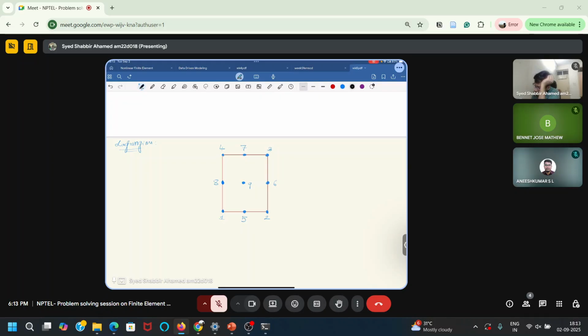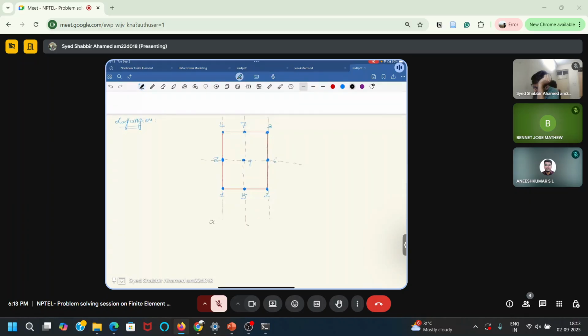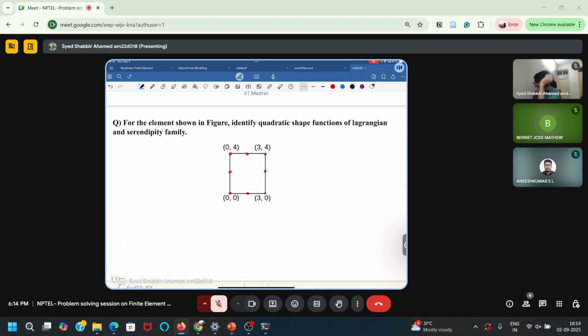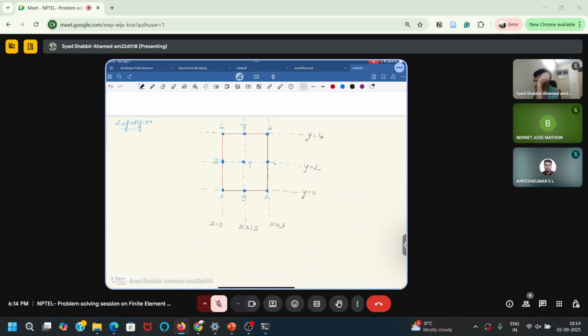I'll draw a few lines so that I can get a good idea of the coordinates of this given quadrilateral. So this is x equals 0, and this is x equals 1.5, and this is x equals 3, and this line is y equals 0, this line is y equals 2, and this line is y equals 4. Because these are drawn based on the coordinates given.